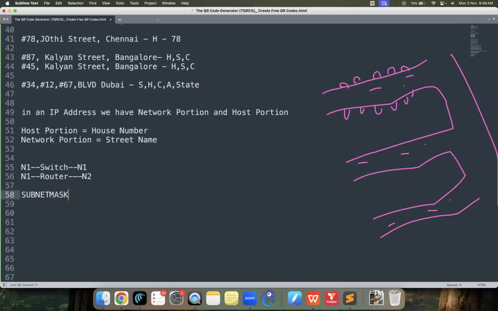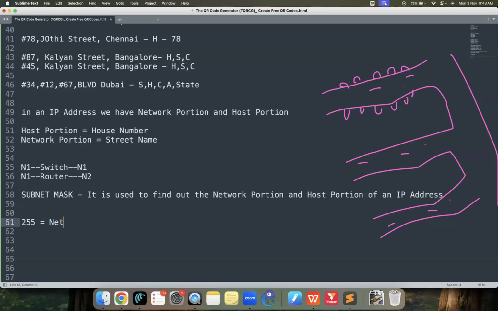Subnet mask. Next topic. The subnet mask is used to find out the network portion and host portion of an IP address. So 255 represents the network portion and 0 represents the host portion. For example, if I write an IP address 10.0.0.1 with mask 255.0.0.0, in this the network portion is 10, and the host portion is 0.0.1.